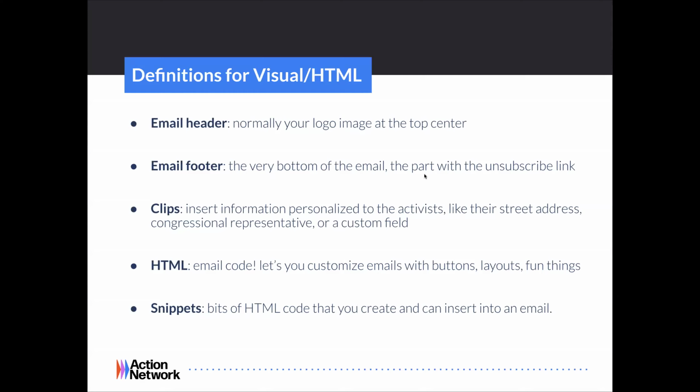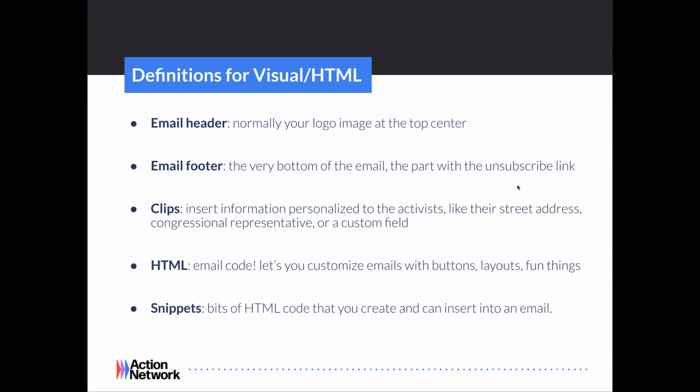So before we begin, I do want to cover some key vocabulary definitions that are important to be aware of when you're writing an email. So first, we have something called the email header. Sometimes this is called the email wrapper. And this is normally the logo image at the top center of your email when they load up on your email reader. Next, we have the footer, and this is at the very bottom of the email, and this is the part that has an unsubscribe link.